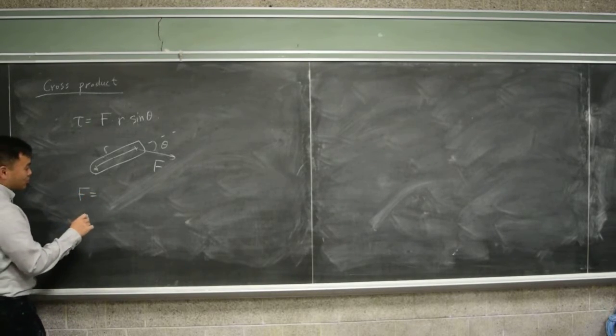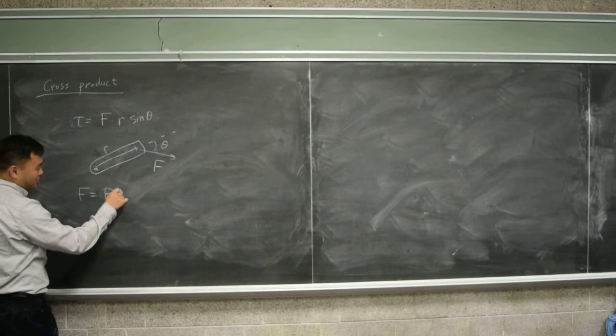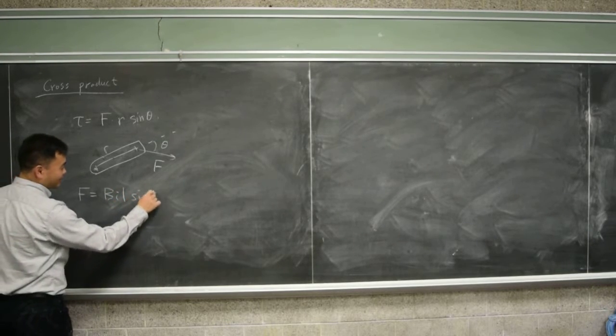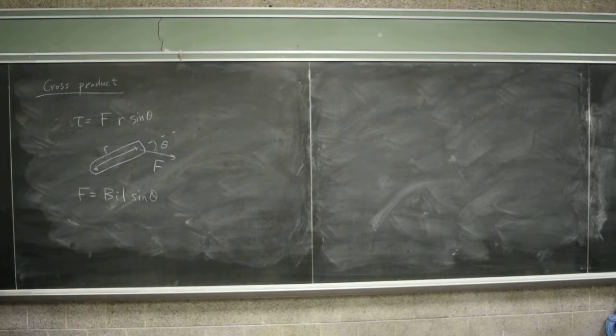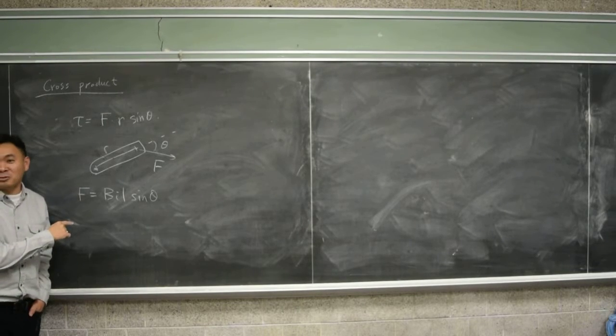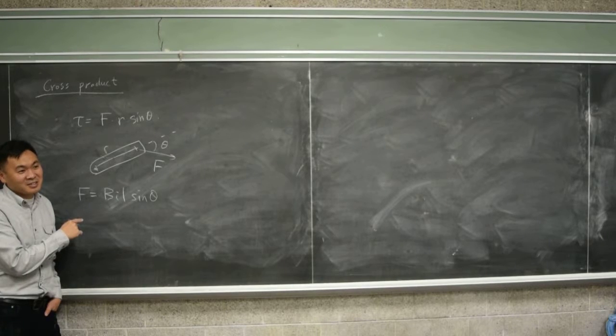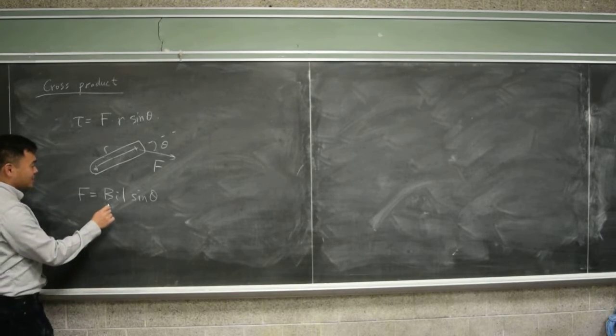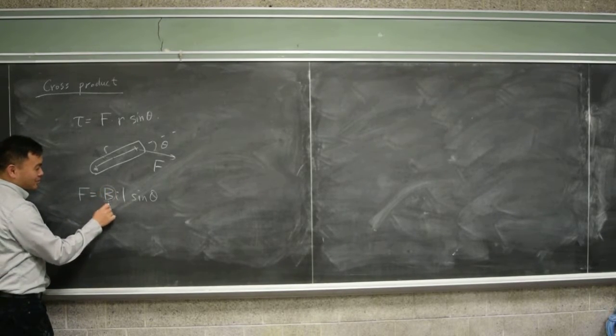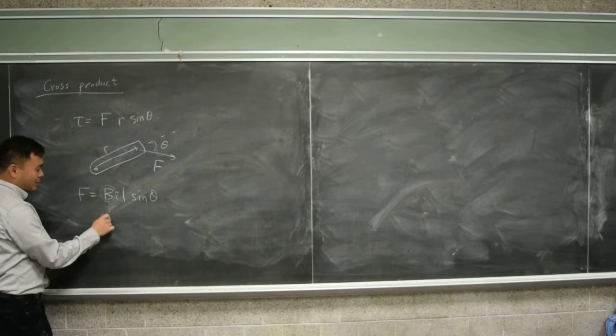Some students like to call it Bill the Science Guy. Have you ever seen this formula? What is this for? B is what? Magnetic field.